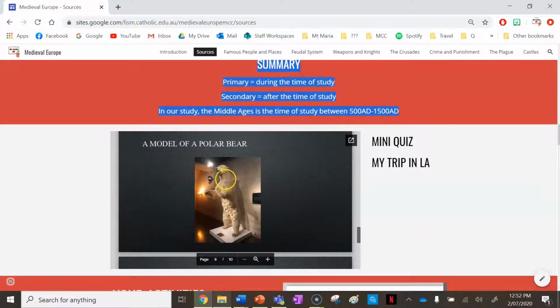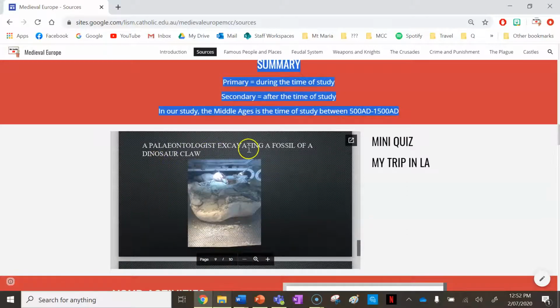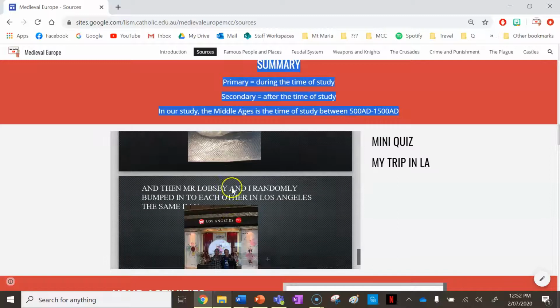A model of a polar bear. Again, this is taxidermied, so it must be a secondary source. A paleontologist excavating a fossil of a dinosaur claw. The dinosaur claw is a primary source. It was made during the time of study.